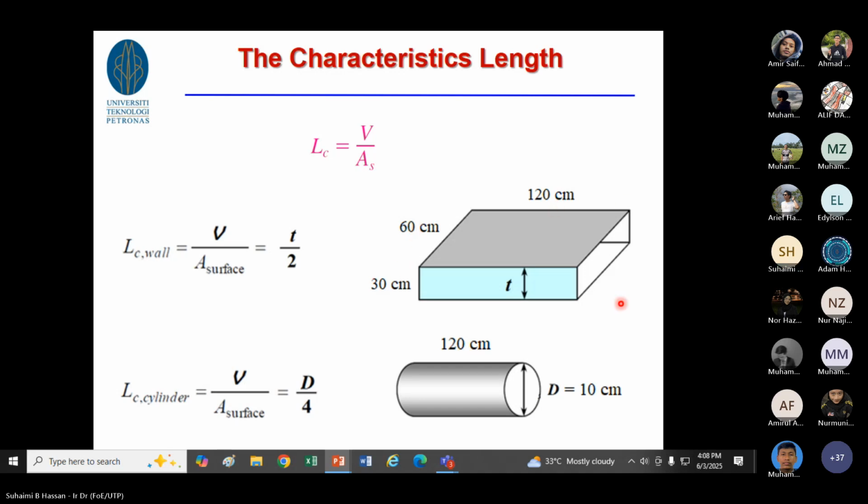Berapa ya? Can someone calculate for me? Otherwise, I am talking to the wall. Someone got a calculator? Can you calculate the volume of this rectangle? 30 times 60 times. I want to show you how they get this 15 centimeter from this equation.